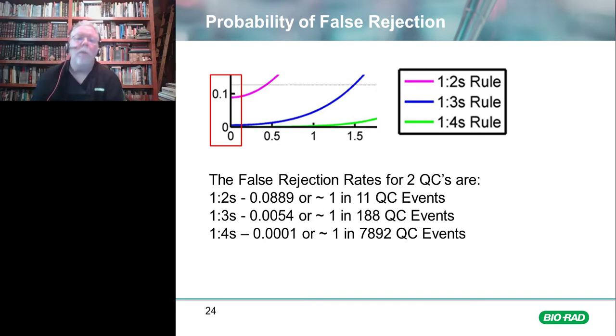Compare that to if instead I could use a 1-3S rule, where now I'm at 1 in 188, and if I could use a 1-4S rule, I'm at almost 7,900 QC events. So what this means is that we want to use a QC rule that has the highest possible number of QC events between rejections, because that will really cut down on the number of problems that we have in the lab.